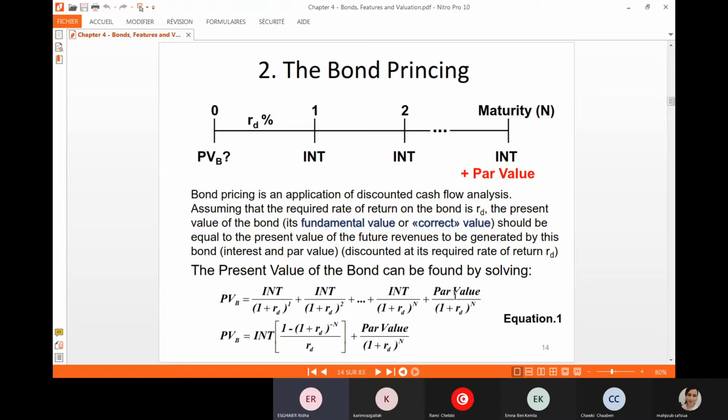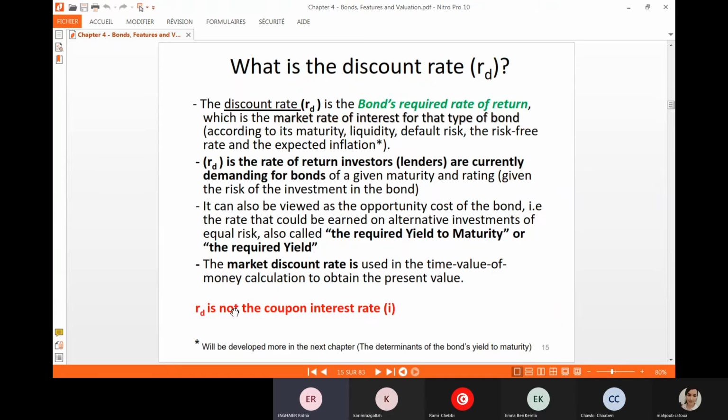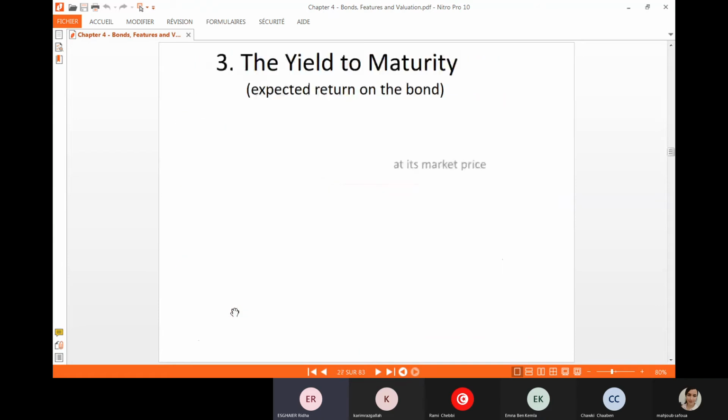So to estimate the value of this zero coupon bond, we discount the par value using the market interest rate. We don't have these interests. This is why we call it a pure discount bond, because simply its value is the discount value of the par value. We discount the par value using the market interest rate and the total number of years or periods until the maturity. You get the value of this pure discount bond. We call it zero coupon bond or zeros.